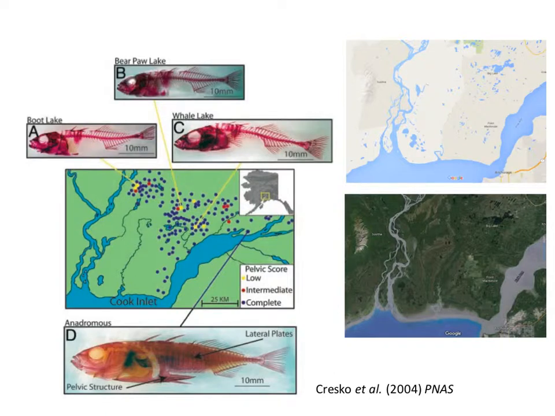So this, for example, is from a different paper, but showing three different populations of stickleback fish from three different individual freshwater lakes in Alaska. These lakes are not connected to each other. But all of these fish share that same trait. They don't have the pelvic spines. They don't have the armor plates.